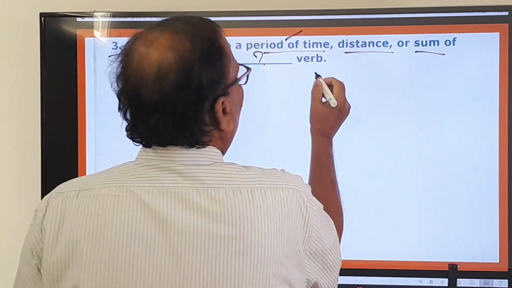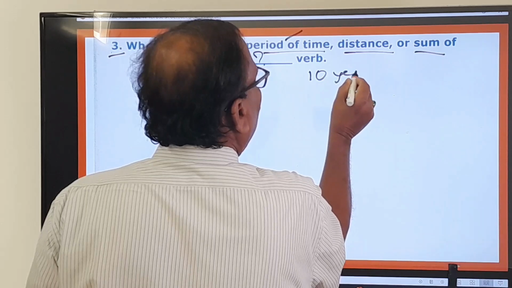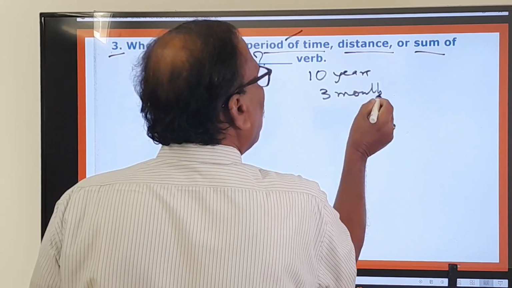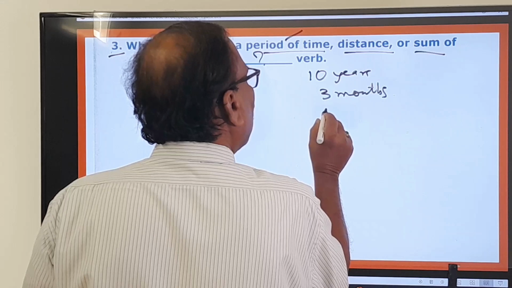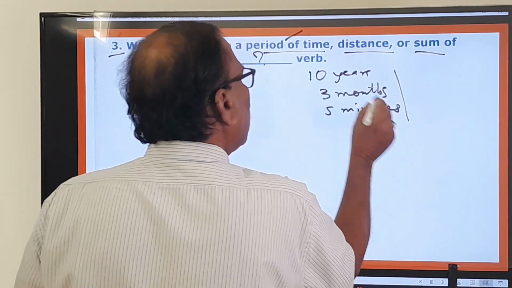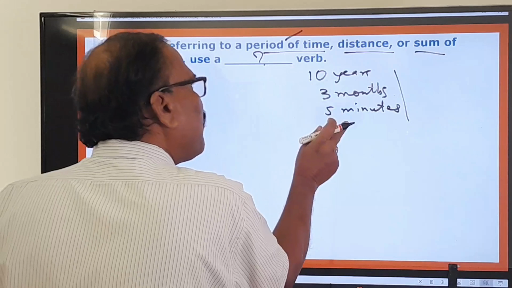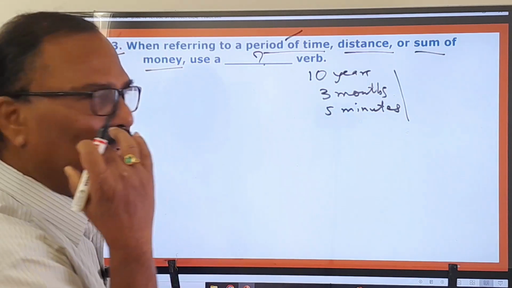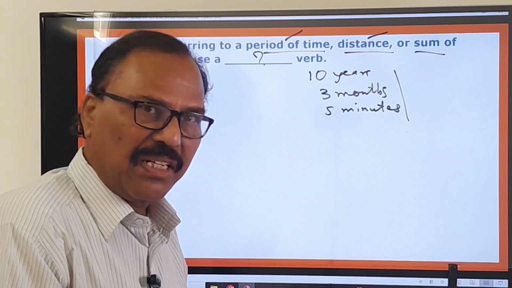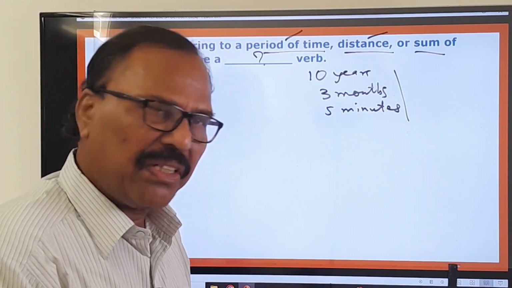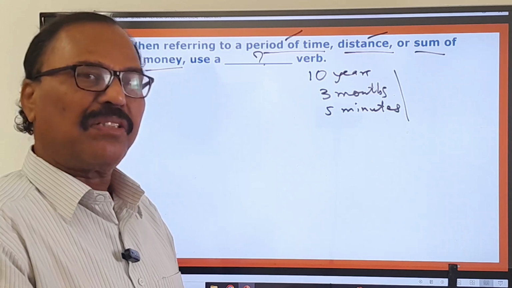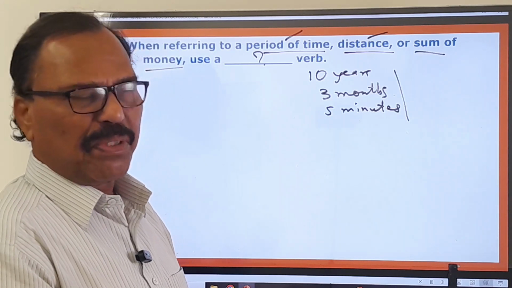Okay, 10 years is a total amount of time. 3 months is a total amount of time. We can say 5 minutes is a total amount of time. Whatever it is, it is called a period of time or a total amount of time, right? And here distance is there: 10 kilometers, 5 kilometers, 50 kilometers, 100, whatever it is. A sum of money means 500 rupees, 1000 rupees, 50,000 rupees, whatever it is.